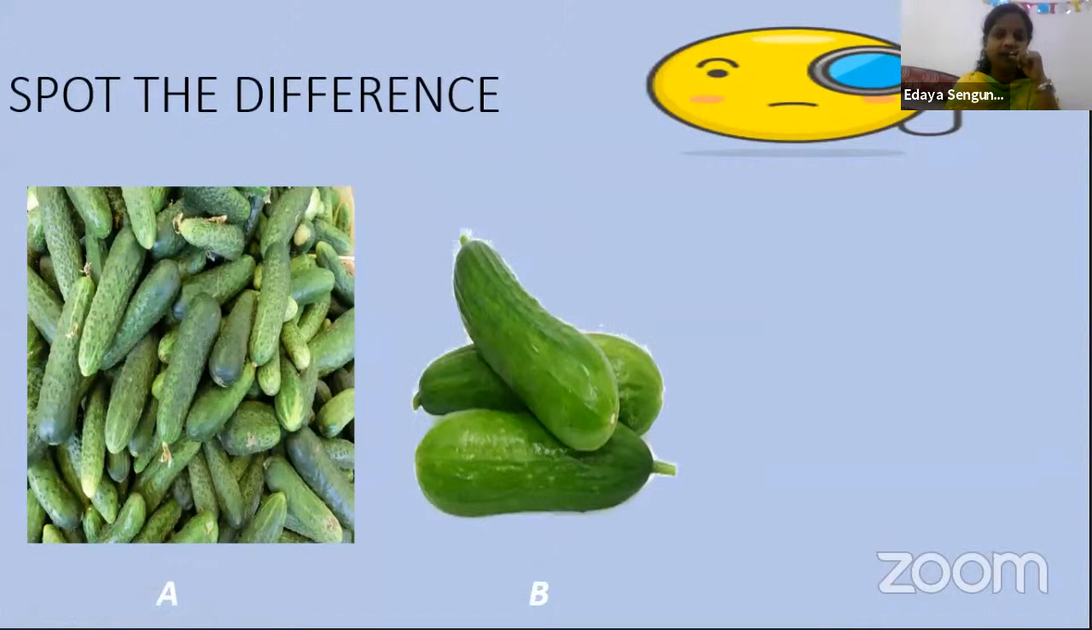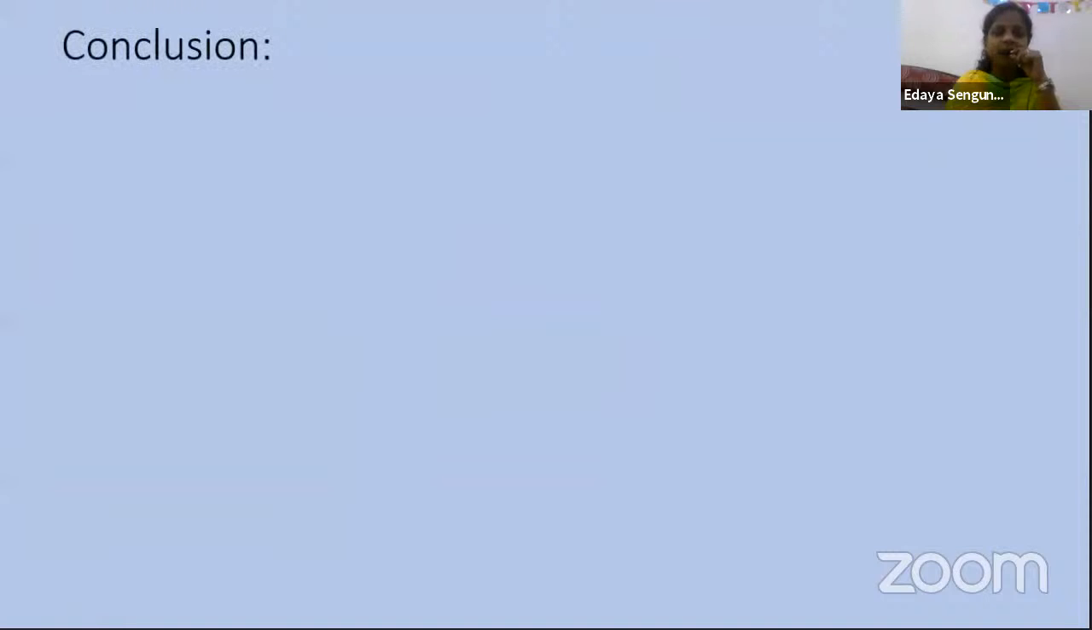And this is the last pic. Cucumber. Yes, cucumber. Difference? B is more fresh. Yes, B is more attractive. More fresh and attractive. Very good. Very smart children. Now, what can you conclude from these pics? What can you judge?